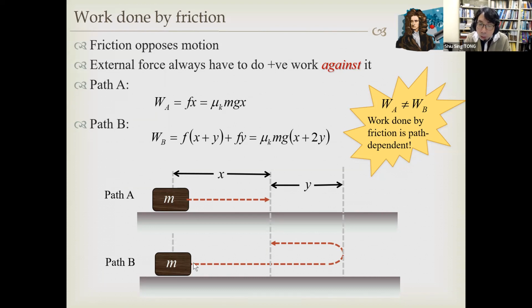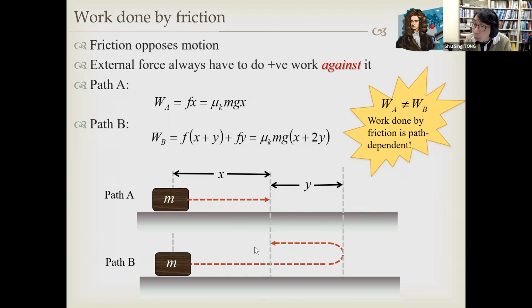Now, I can also move the apple like what I did previously, that I overshoot the final position. So the first work done, I move the apple from here by a distance x plus y. So the total work done is the frictional force multiplied by x plus y. The work done is positive because it's the work input by the external force.